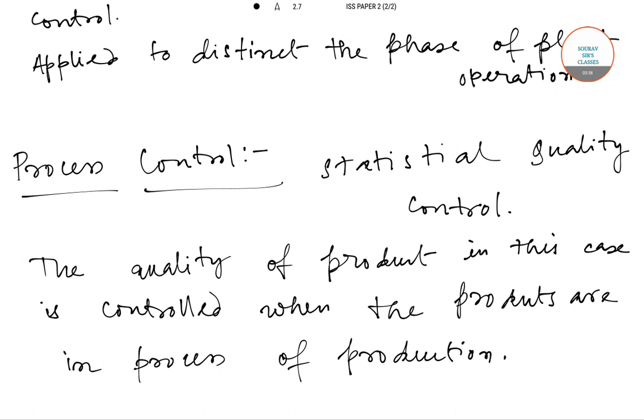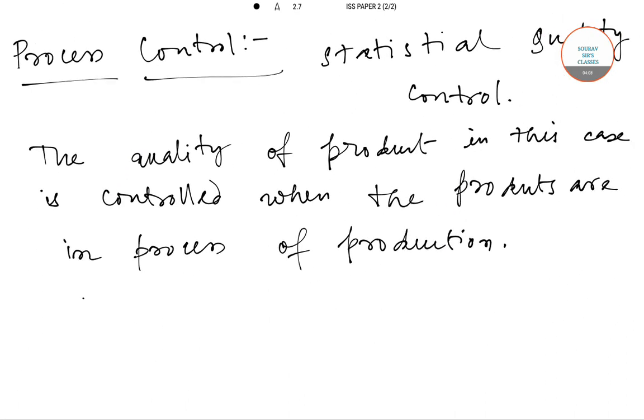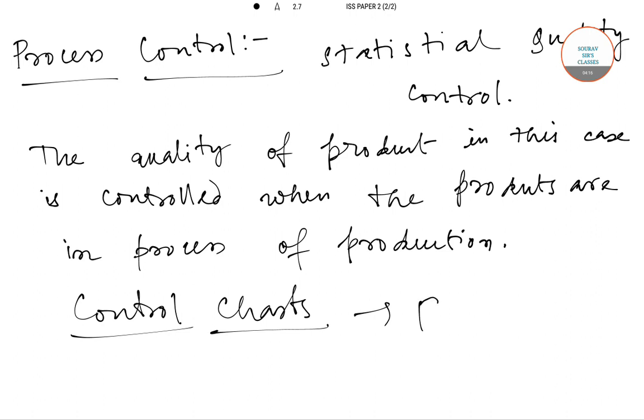So what do we mean by this? This means that when you need a product in an industry, you will have to produce the product. When this production process is going on, the statistical quality control or the process control is helping us to maintain the quality of these products. Now there are many control charts which help us in this process control. We will be coming to the control charts later. Just know that the control charts help us in process control.